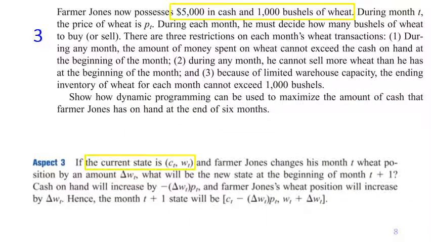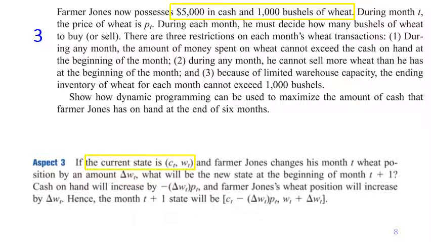And then for aspect 3, we see that at the beginning, the problem says Farmer Jones has $5,000 in cash and 1,000 bushels of wheat. And these two are really important information, right? If you know the cash, but you don't know how much wheat you have, you can't really make a logical decision, right? You can't say how much you may sell because you don't know how much wheat you have. And then you can't say how much you are going to buy because you don't know how many bushels of wheat you have. On the other hand, if you don't know the cash, you also cannot make a good decision.